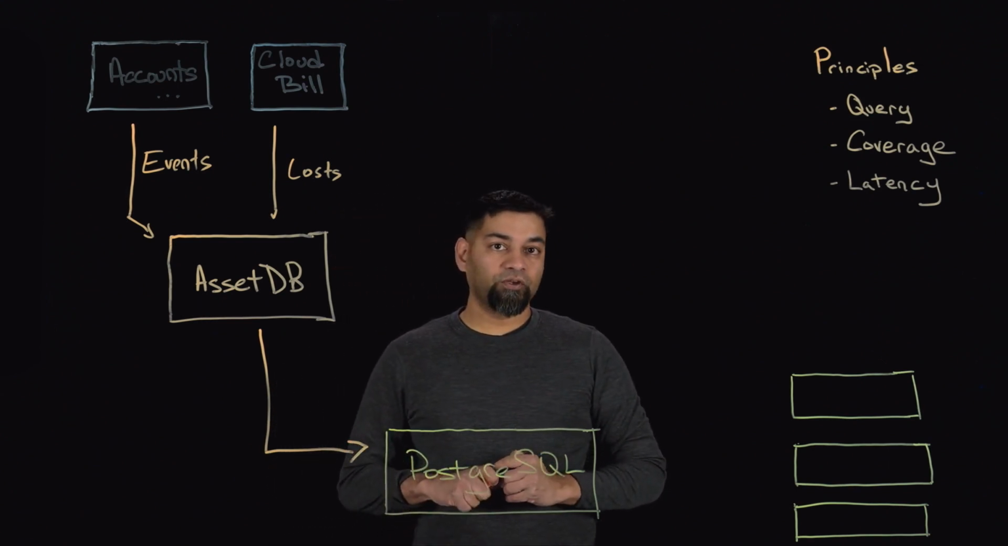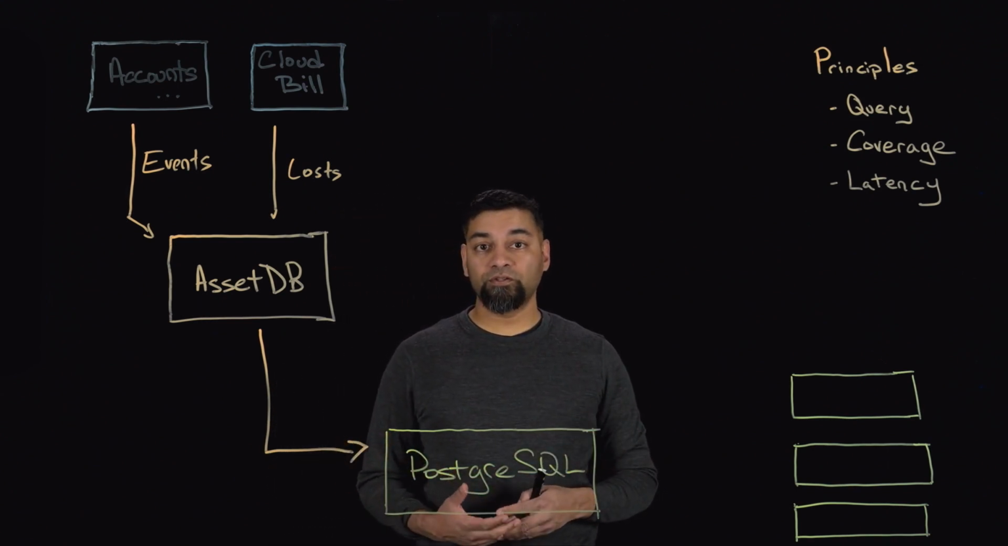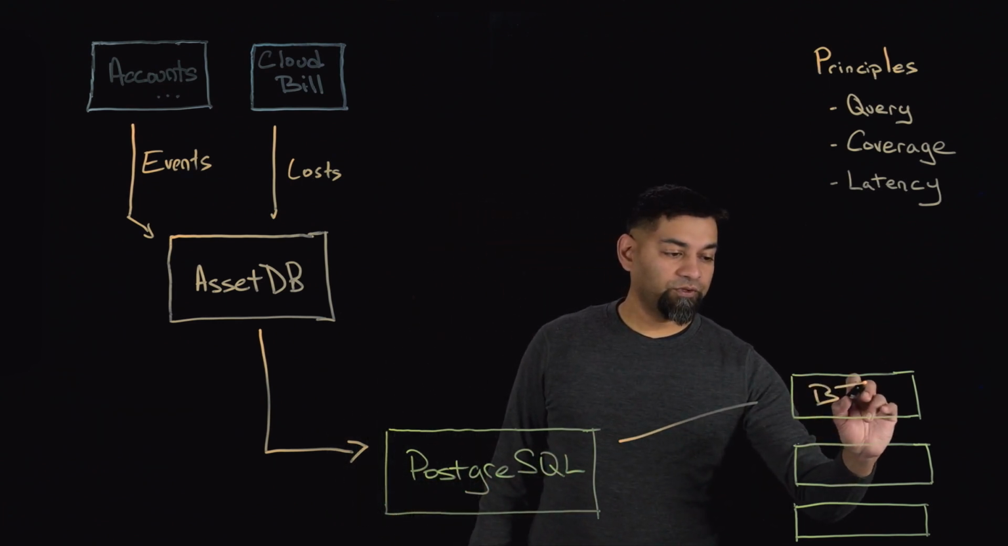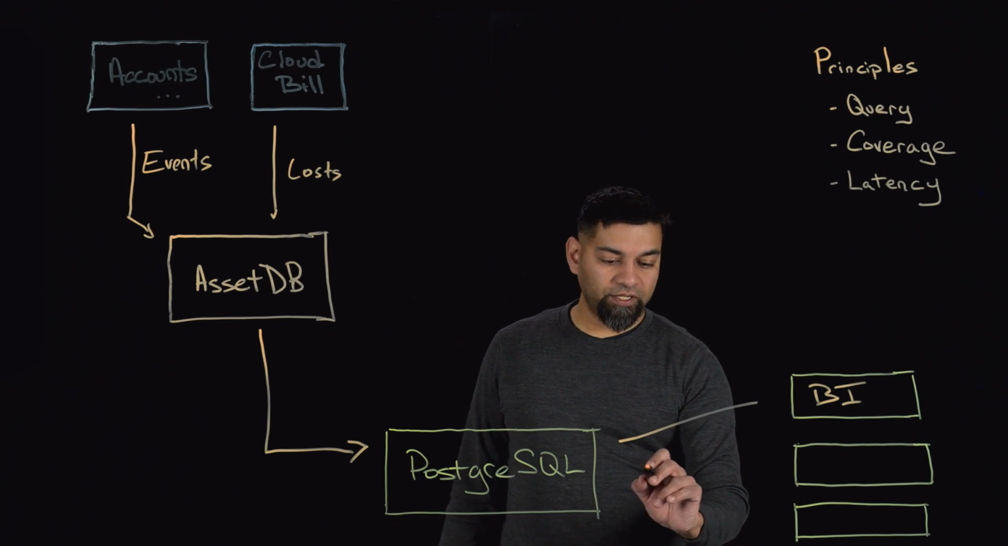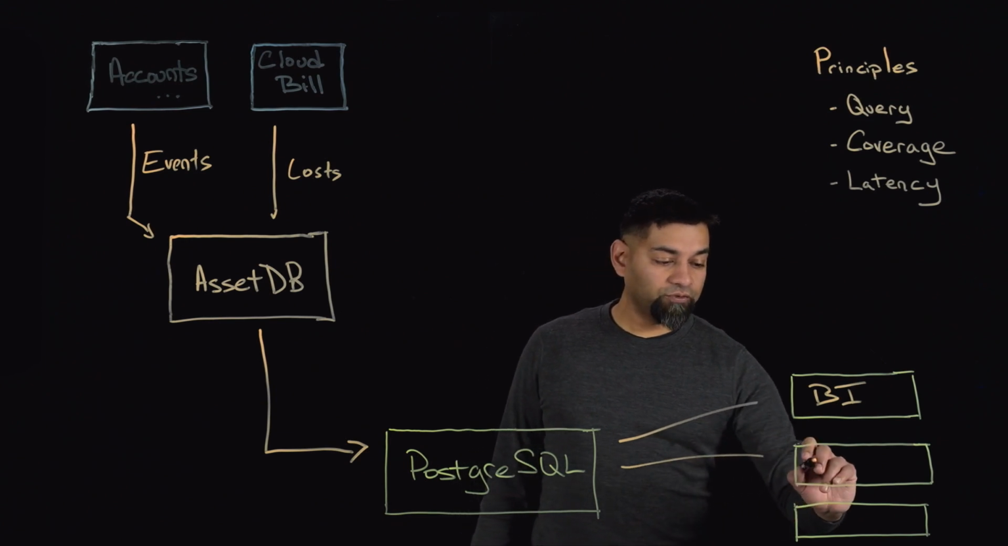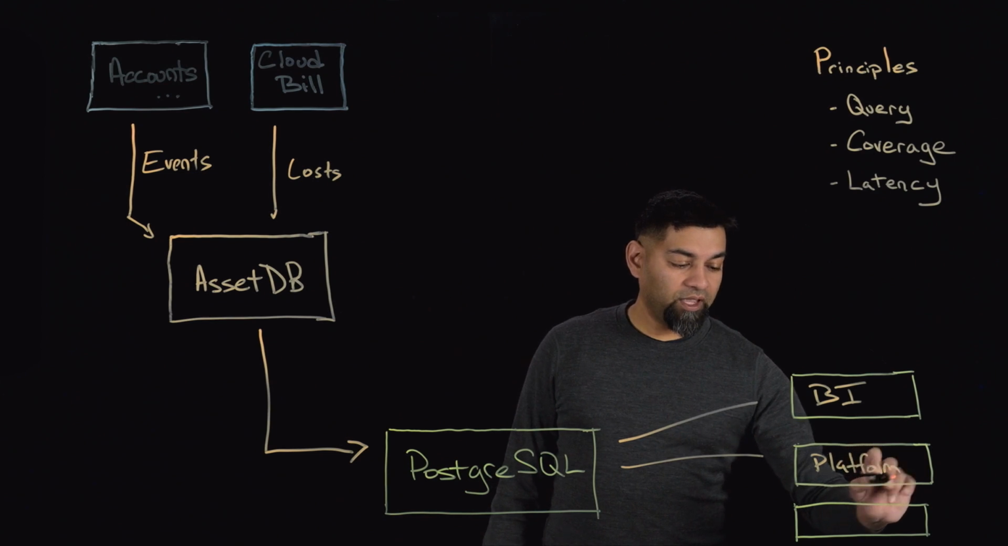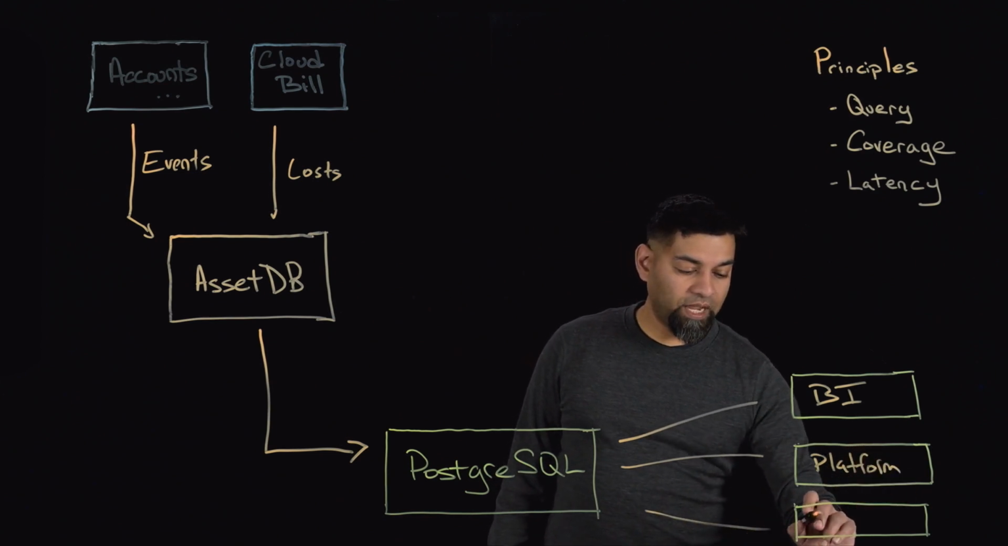AssetDB then takes all that information and serializes it into a standard Postgres. So using Postgres, we're able to use very expressive queries using standard SQL tools from BI tools like Redash or QuickSight or Superset. And we also use it to help power the Stacklet platform, as well as we can use it to power custodian policy execution.